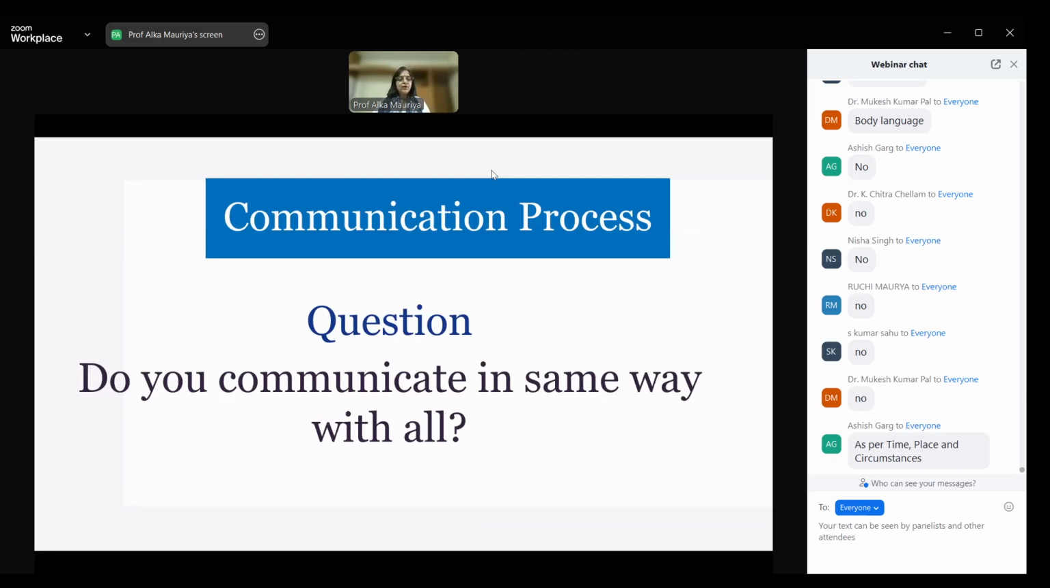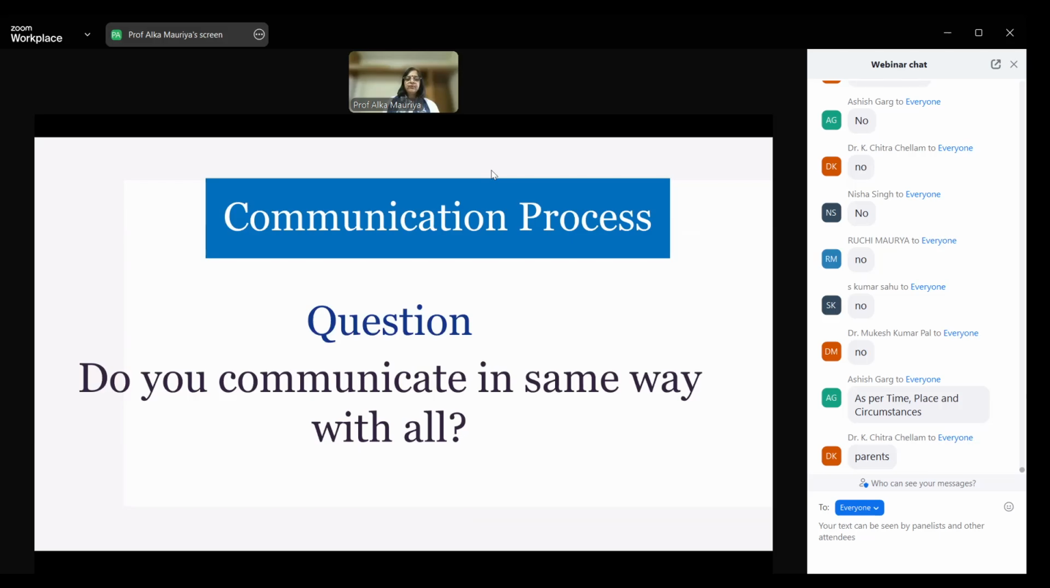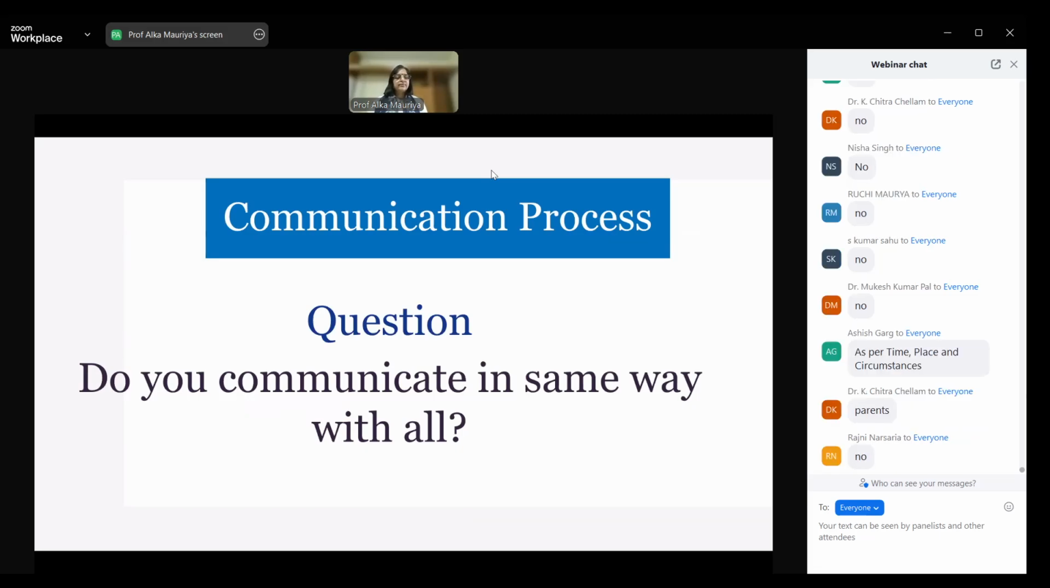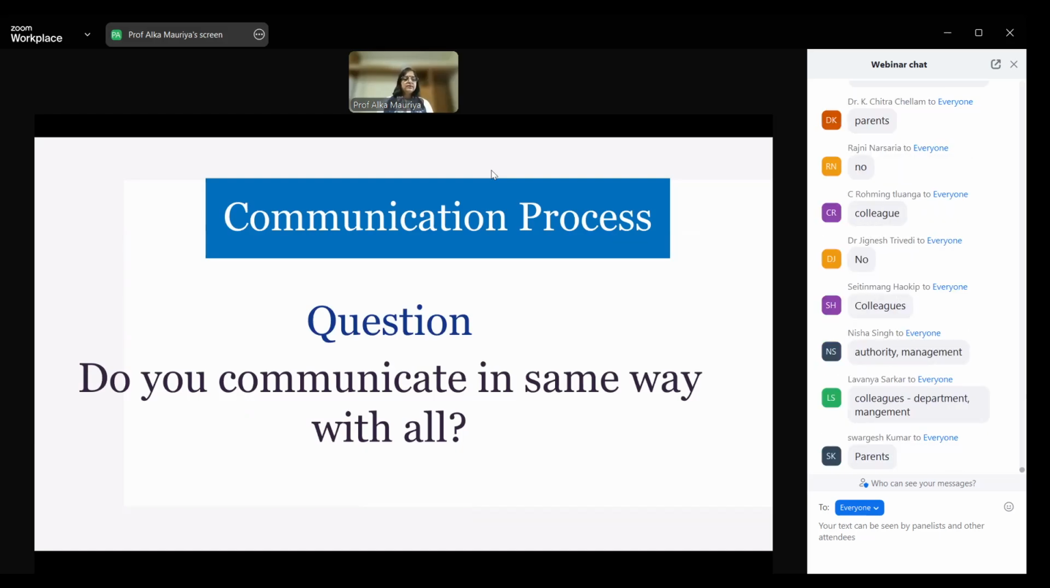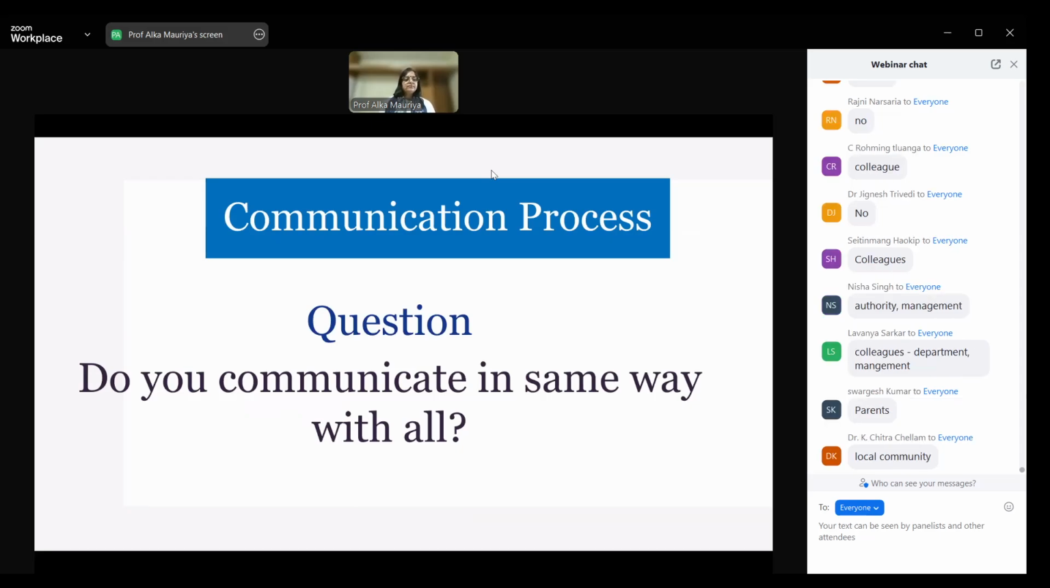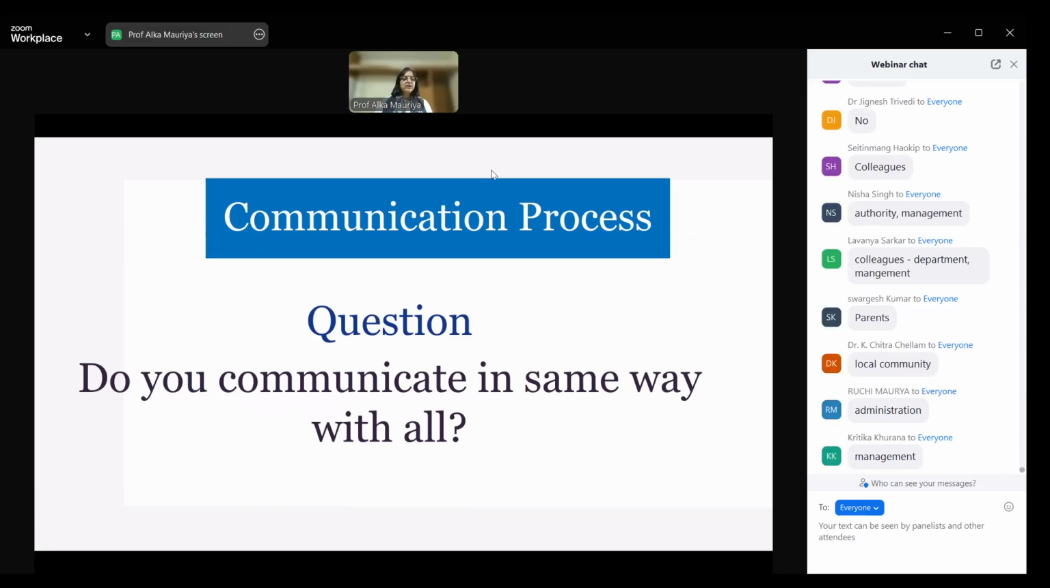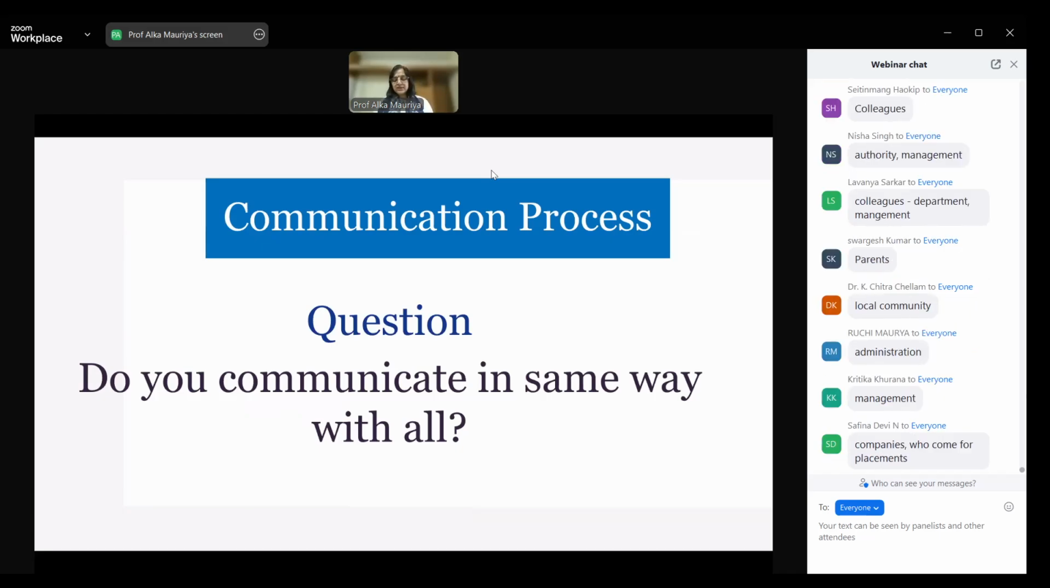So I look forward to the answer to my first question, which is, who are the stakeholders in addition to students? Are there other stakeholders also with whom we communicate? Okay, fine. Dr. Chitra has mentioned parents. Who are the other stakeholders whom we communicate with as an educator? Fine. Colleagues, good. Authority, management, departments, local community administration, management, and so on.